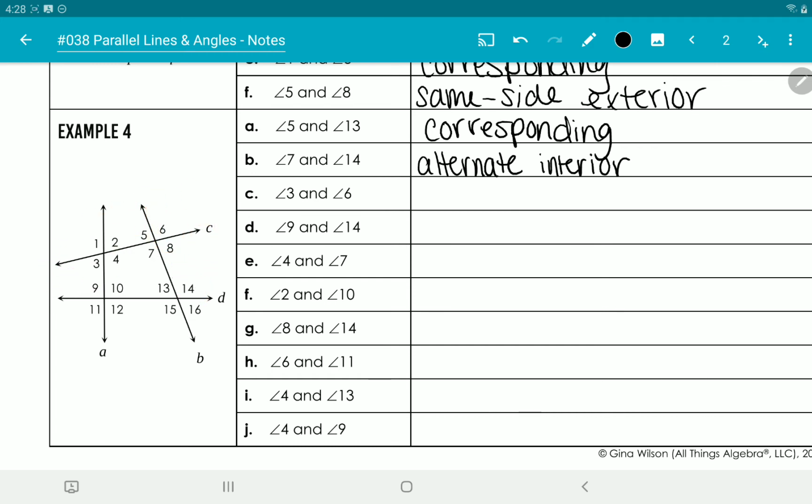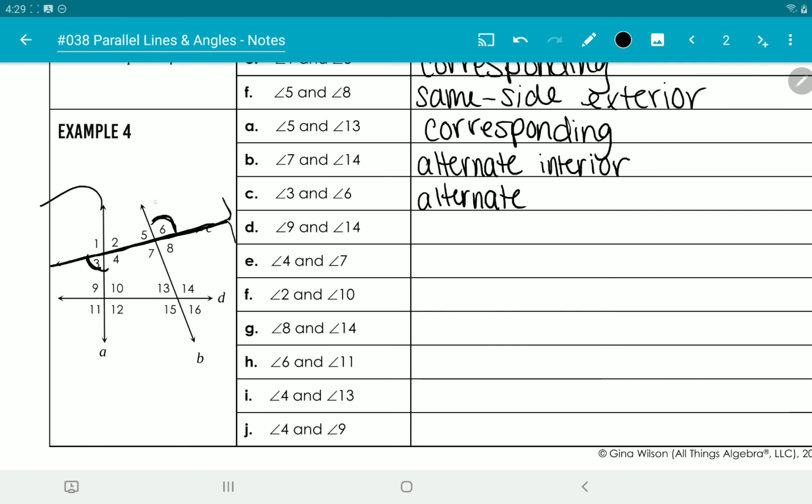So angle 3 and angle 6. You can see the one that touches both of those is going to be this one, so it's going to be the transversal. These are the ones that are intersected. You can see they are on opposite sides of the transversal, so 6 is on top, 3 is on bottom. So they're going to be alternate because they're on alternate sides.